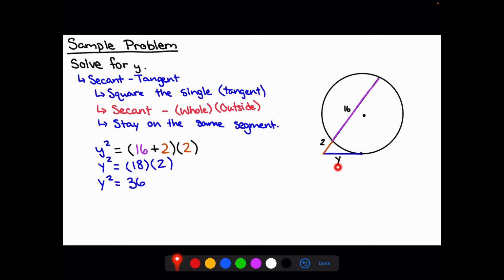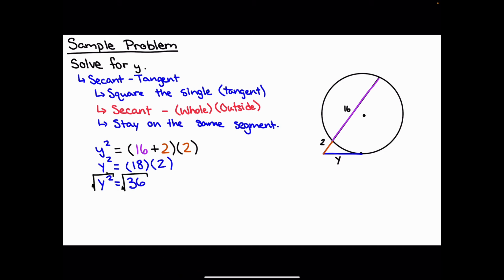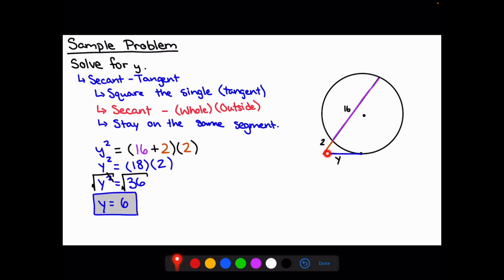Of course, we want just y, so I need to get rid of my square. And to get rid of that square, I take the square root of both sides. Square root of 36 will leave us with 6. So therefore, y is just equal to 6 here.